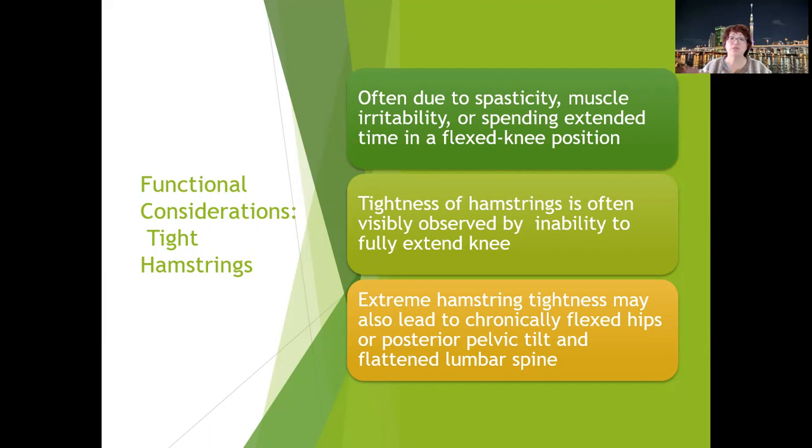Extreme hamstring tightness may also lead to chronically flexed hips and a posterior pelvic tilt and a flattened lumbar spine. So that's one of the things that we can work on, is hamstring length. I always say everybody needs to stretch their hamstrings, and everybody needs to stretch their gastroc too, and probably their soleus. So the tightness of the hamstrings can be a reason why people have pain.